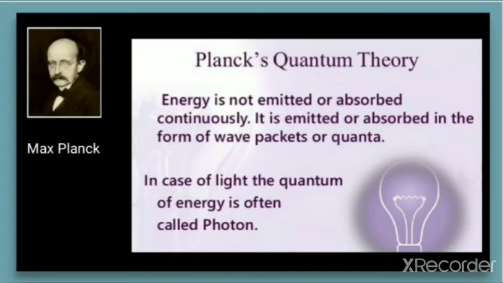So what is clear from this theory? According to Max Planck, the energy emitted or absorbed by a body does not take place continuously. It is actually in the form of small packets, or we can call them wave packets. These are named quanta. Particularly in the case of light, we call it a photon. So Planck's quantum theory is the most important theory given by Max Planck.